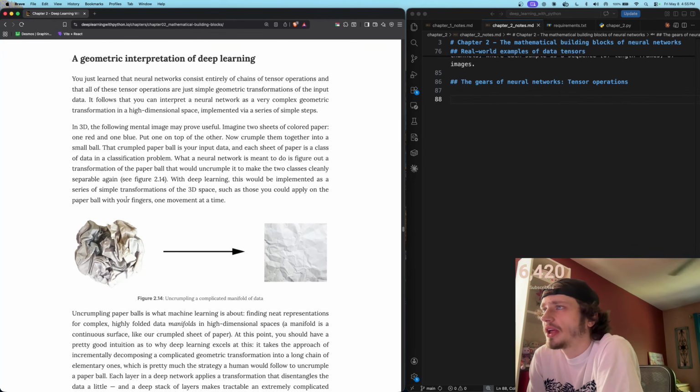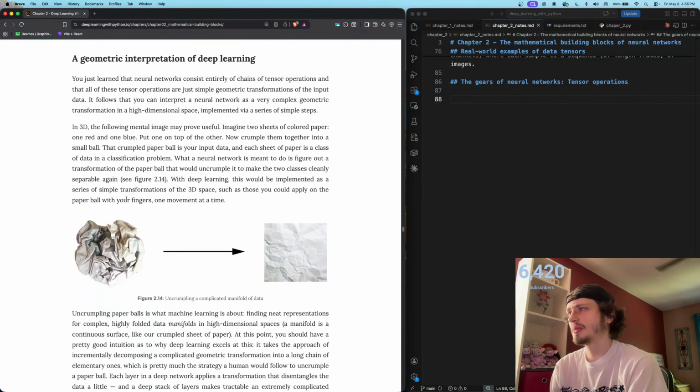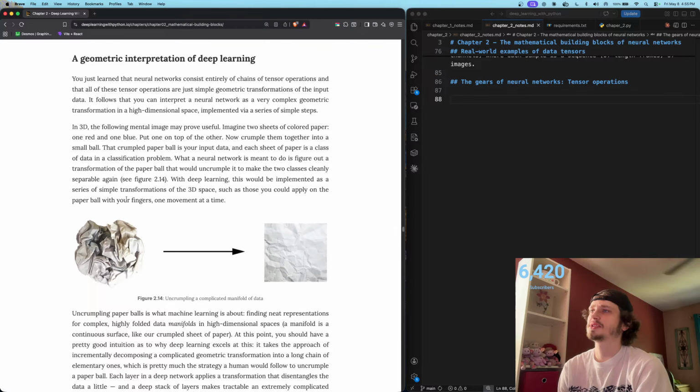You just learned that neural networks consist entirely of chains of tensor operations, and that all of these tensor operations are just simple geometric transformations of the input data. It follows that you can interpret a neural network as a very complex geometric transformation in a high-dimensional space, implemented via a series of simple steps.